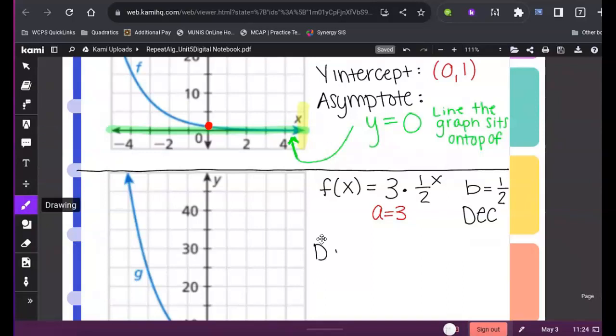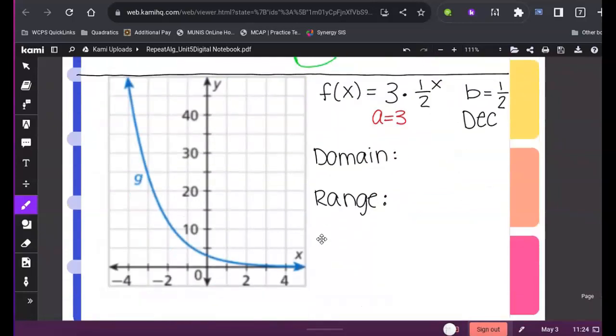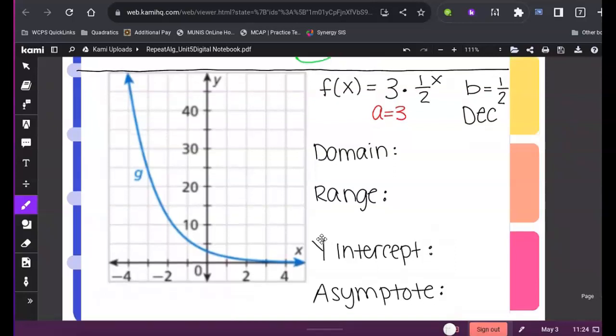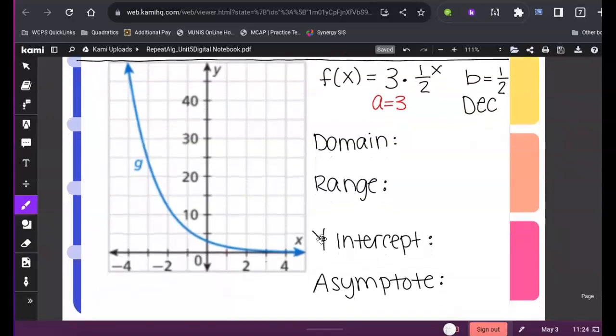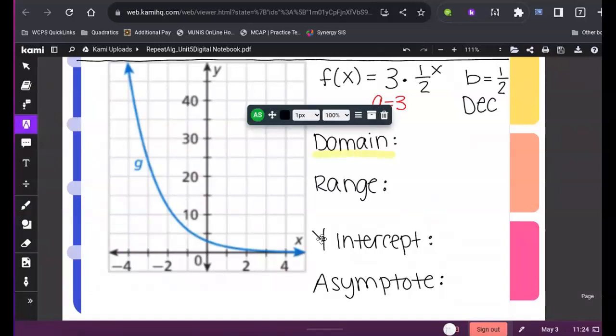So we'll start with domain, and then we'll do the range, and the y-intercept, and asymptote again. So these are the key features that you are identifying on the practice that went along with page 50. And that same practice, you're going to do the even numbers as your practice for page 52. All right, so we'll start with domain. So I'm going to change my highlighter to yellow. I'm going to do my yellow highlights for the domain.